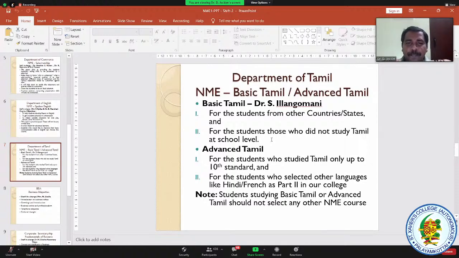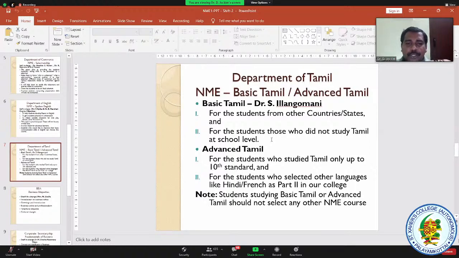Remember this well. Let me repeat. Those who have never studied Tamil should not take any other NME. They must take only Basic Tamil. Let me repeat in English. The students who have never studied Tamil in school in their life should not choose any other NME. They have to choose only Basic Tamil, right? And there are some students from Tamil Nadu who have studied Tamil up to 10th, but did not study in 11th and 12th. Such students should choose Advanced Tamil.